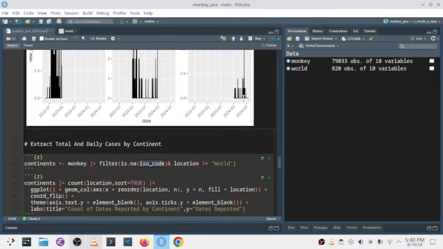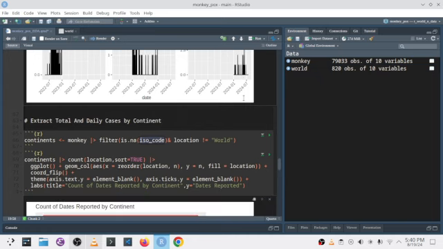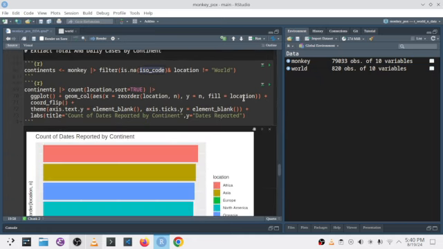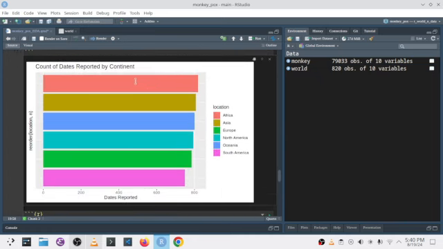So finally, let's move on to total and daily cases by continent. What this here simply counts is the number of occurrences for each continent. Or you could also say days, because one row equals one day. So you can see that three to five continents had reported over 800 times. The maximum is like 820.